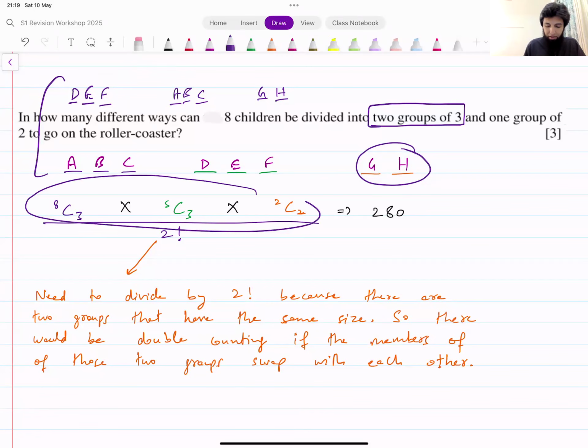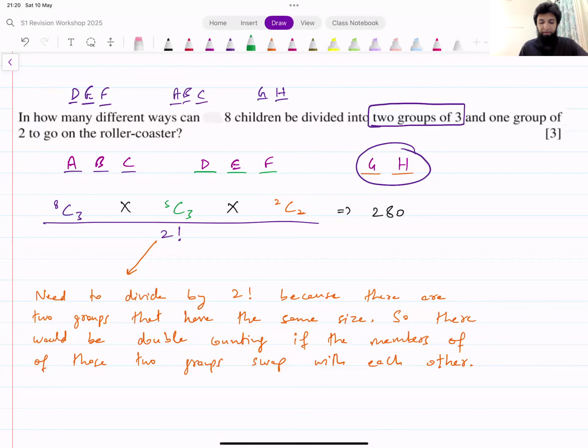This will be counting these 2 groupings as different groupings. So we have to get rid of this double counting. In how many ways can these groups be arranged? 2 factorial, we have to divide by that to get rid of that double counting. Otherwise, it will be counting these 2 groupings as different.